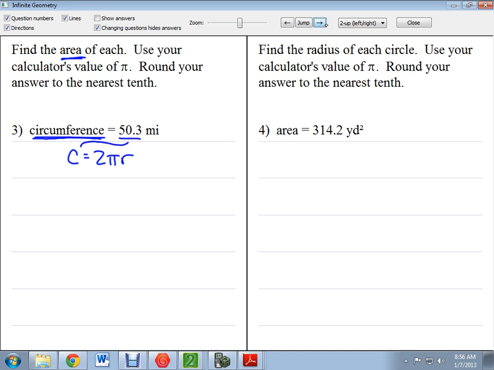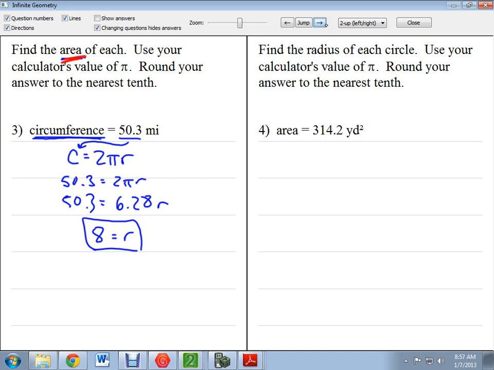50.3 is the circumference, so I'm going to plug it into the formula where it goes. 50.3 is equal to 2 pi r. Again, that's 6.28 times the radius after I do the calculation. And all I have to do now is divide both sides by 6.28, and I'll have the radius of this case is equal to 8. But again, I'm not asked for the radius. This is a piece of information that is going to be useful for me in this problem, but it's not what I'm asked for. I'm asked to find the area.